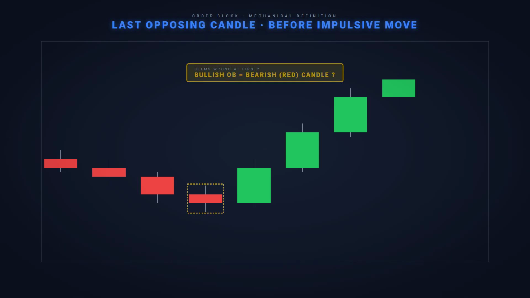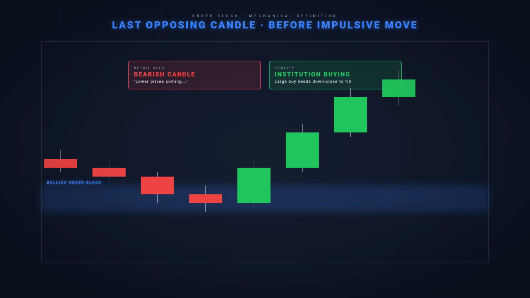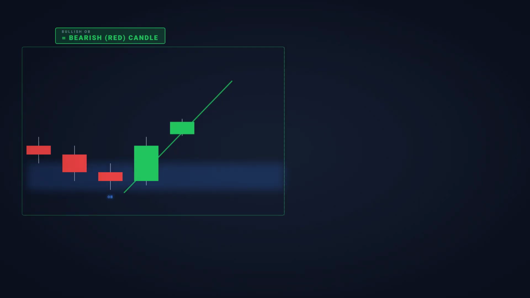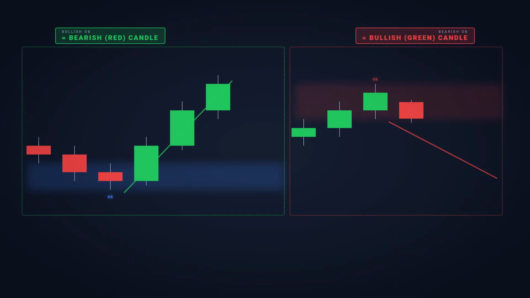Here's the mechanical answer. Because that bearish candle is exactly where institutional buy orders were placed. Large buy orders require a down close candle to fill. The institution is buying while retail sees a bearish candle and expects lower prices. The moment that institutional buy order is fully placed, price has no more reason to go down, and it explodes upward. So a bullish order block is a bearish candle. It's the last bearish candle in a cluster, immediately before a strong bullish impulse. The bearish OB is the mirror, a bullish candle immediately before a strong bearish impulse.